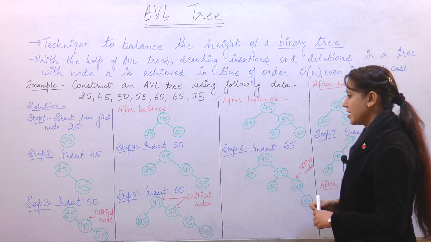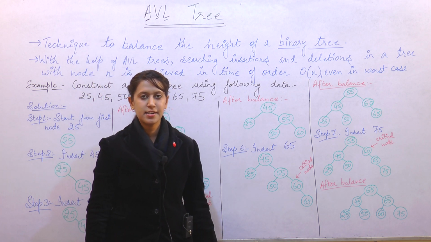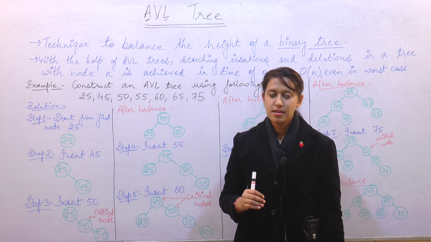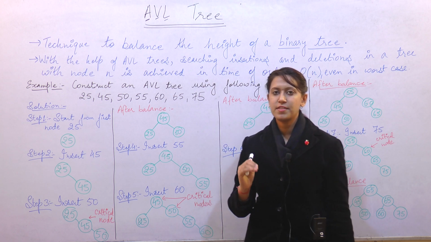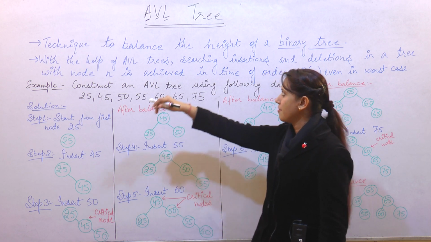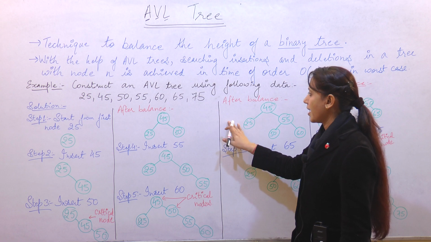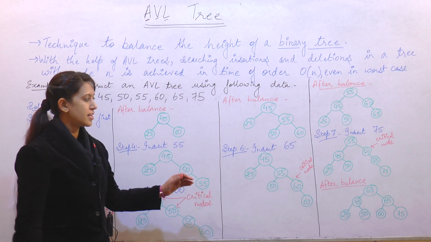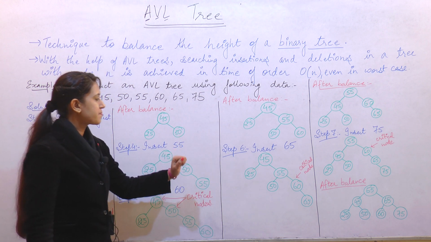The height of a binary tree is the levels at which different nodes are inserted in a tree. In a binary tree we were inserting different nodes at different levels, but we were not focusing on the balanced height of that tree. So in order to balance the height of a binary tree, we have a technique known as the AVL tree. We will study the AVL tree and the technique, with an example, of how we can balance the height of a binary tree.